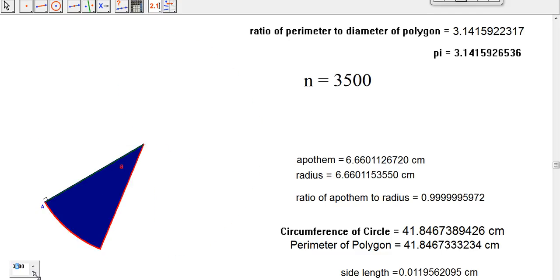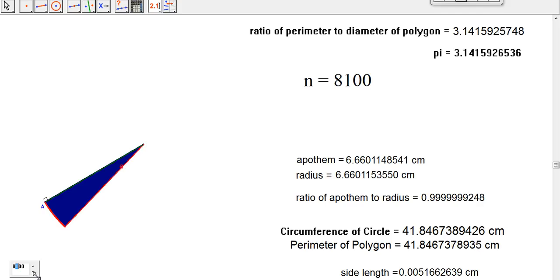So let's look at 10,000 sides. Okay, so lots of 9s. We're getting very, very close. Up here, 3.141596, right? So 1, 2, 3, 4, 5, 6 decimal places, and that's only 10,000 sides. The beauty of mathematics is I can let this number grow as much as I want.